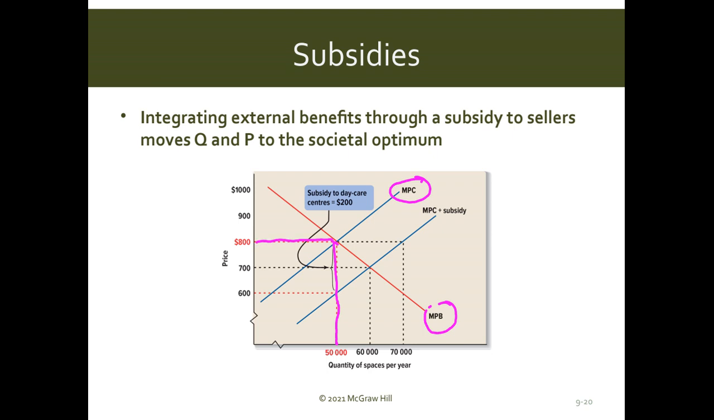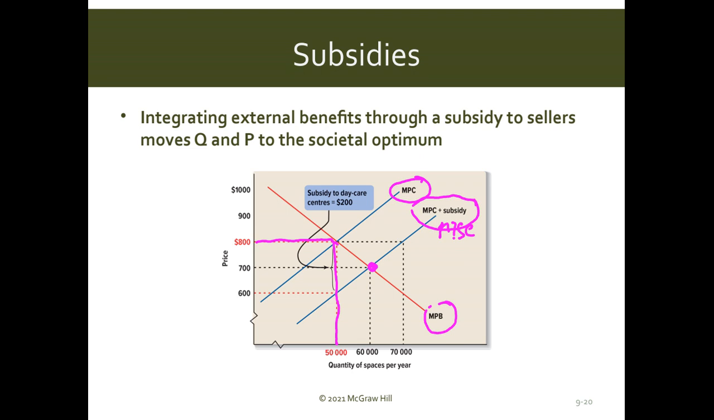Now when government gives a subsidy to the sellers of $200, then their cost will decrease by $200. So the whole curve will shift downward, and now you have a new supply curve, that is marginal private cost plus subsidy, that is equal to 200. See what would happen when you have a new marginal. This is also called marginal social cost. So the intersection of marginal social cost will give you this quantity.